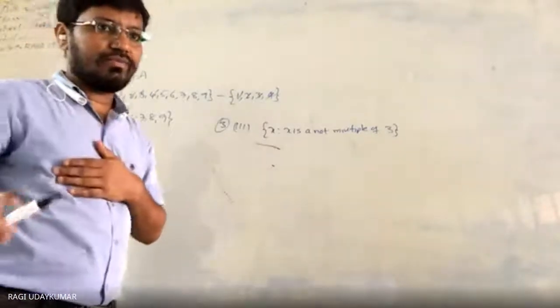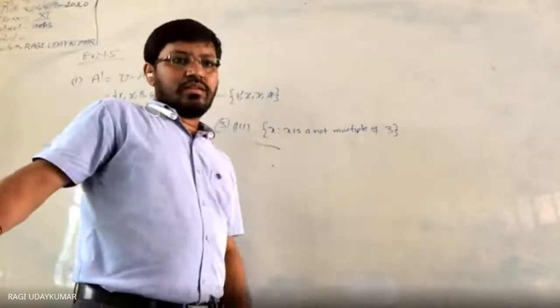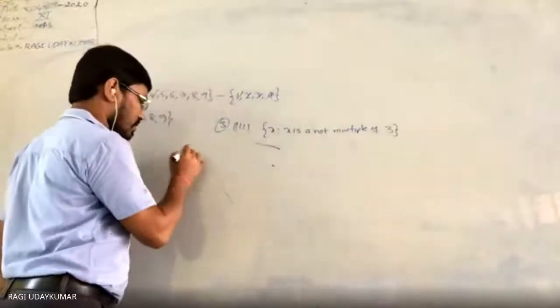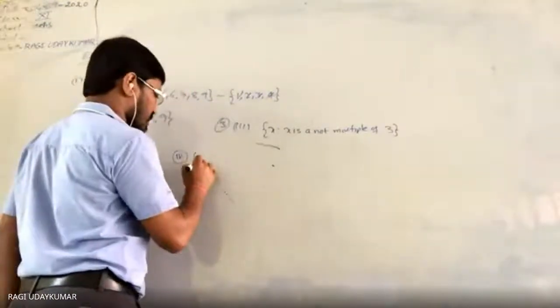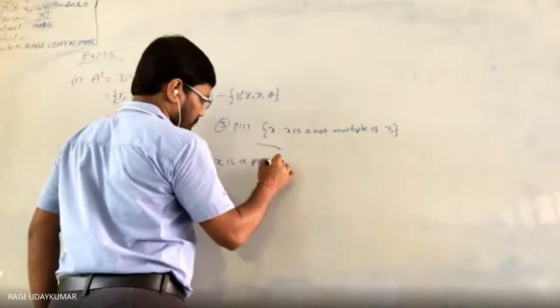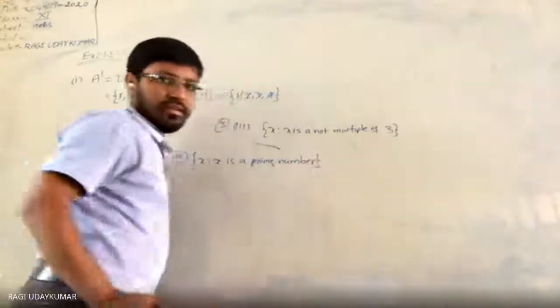If you see the fourth question, prime numbers. Can anyone tell me what is the answer for this? Most of the students will make a mistake here. x such that x is a prime number. What is the complement of this set?